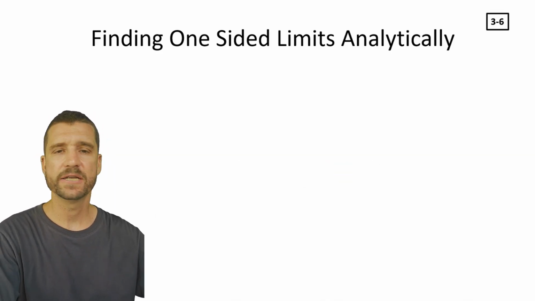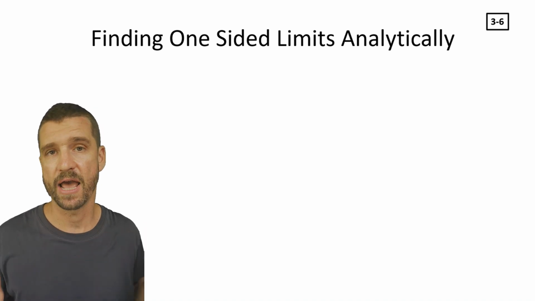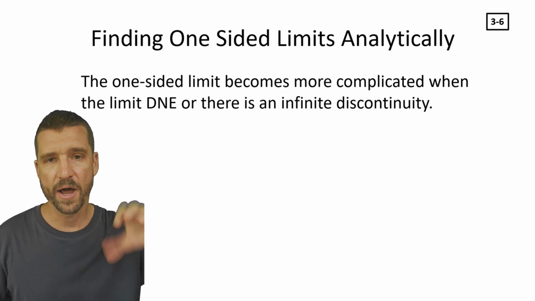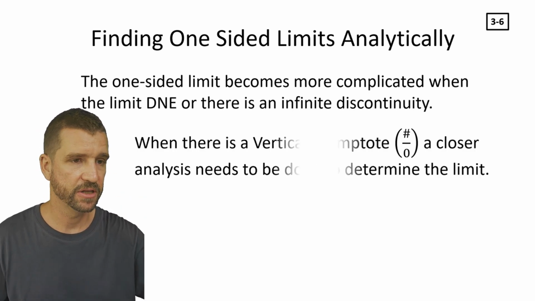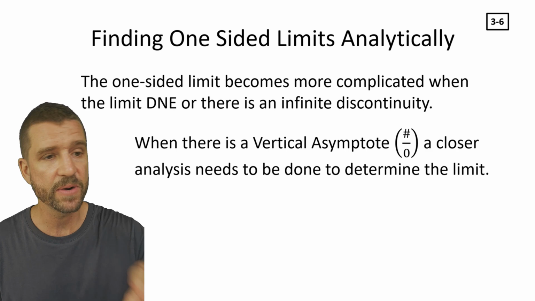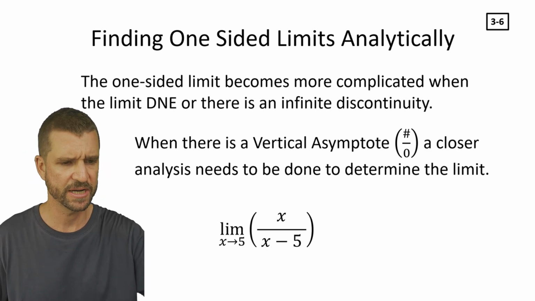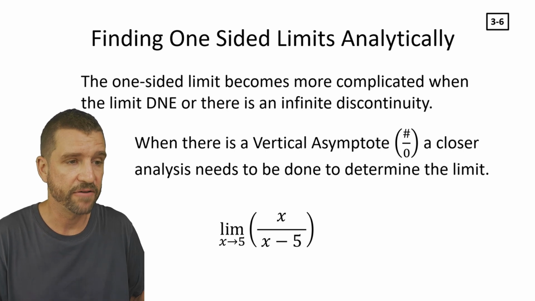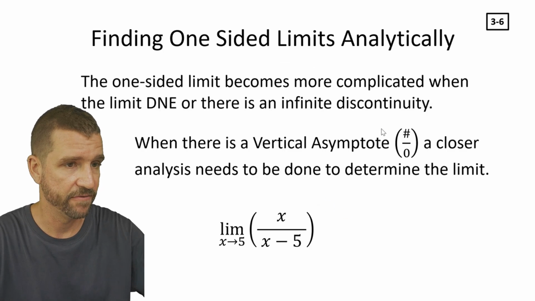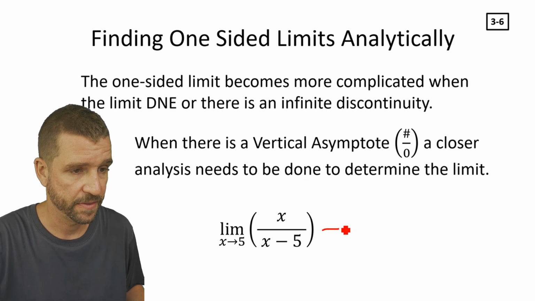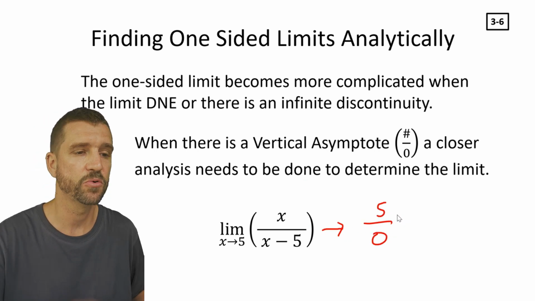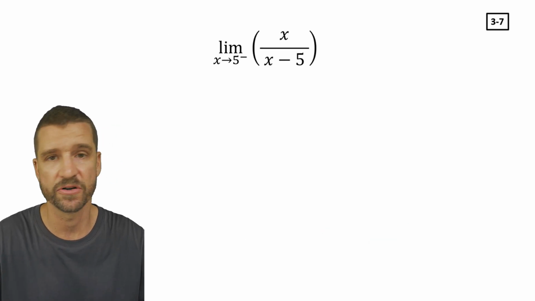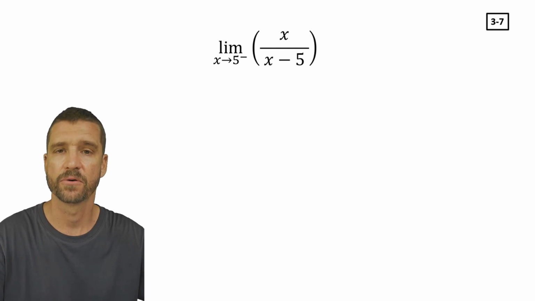All right, so now let's imagine that we don't have Desmos, we don't have a calculator, and we are going to try to figure out what happens as we approach the limit from the left and right. So when we have a vertical asymptote, for example, this function, the limit as x approaches 5 of x over x minus 5. At x equals 5, we know that we get 5 over 0. So we know we have a vertical asymptote. Now what we're going to do is take a look at what happens as we approach it from the left and when we approach it from the right.